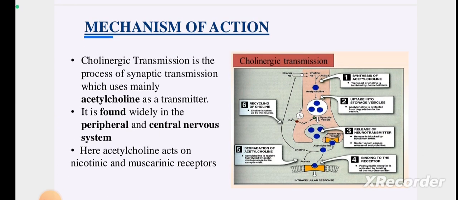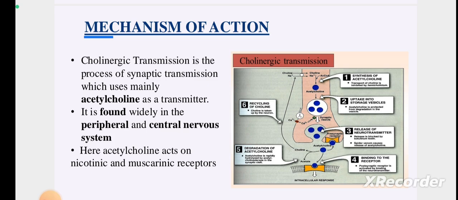Now here we are talking about cholinergic transmission and its mechanism of action. Firstly, cholinergic transmission is the process of synaptic transmission which uses mainly acetylcholine as a transmitter. As the name indicates, cholinergic transmission, the neurotransmitter is acetylcholine. It is found widely in the peripheral and central nervous system, so in both types of nervous system it is found. Acetylcholine has two receptors. It acts on nicotinic and muscarinic receptors.